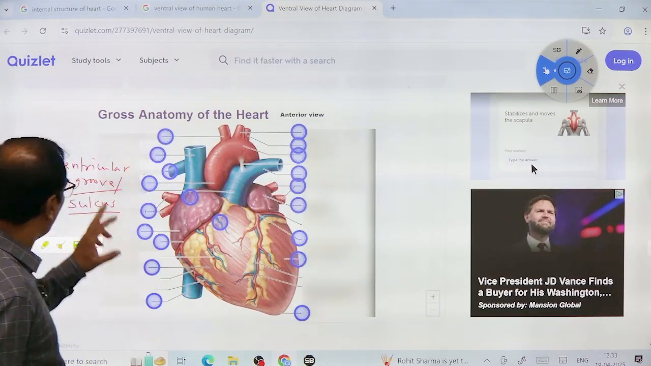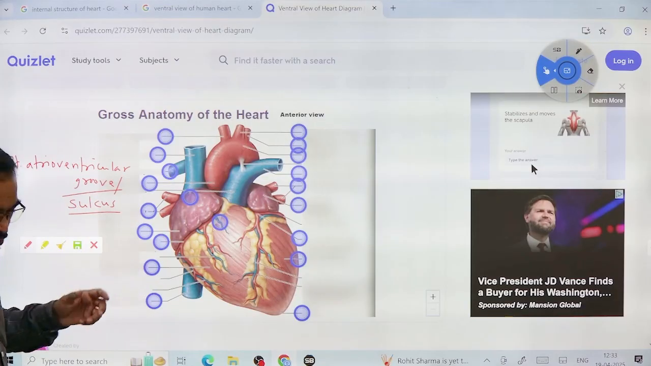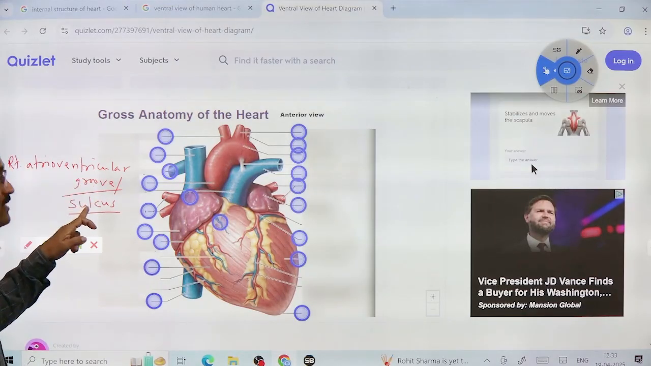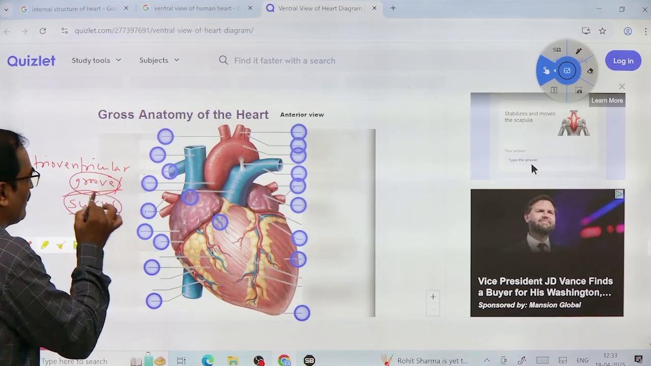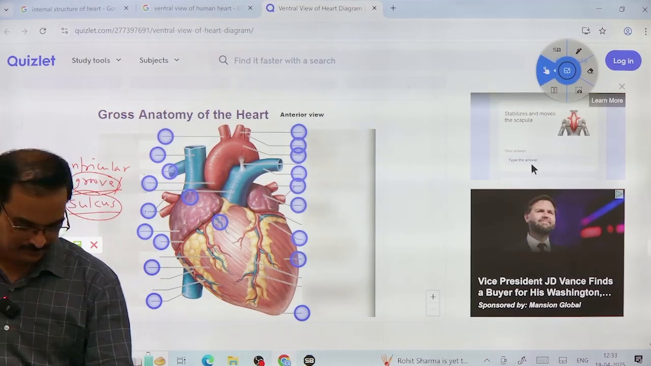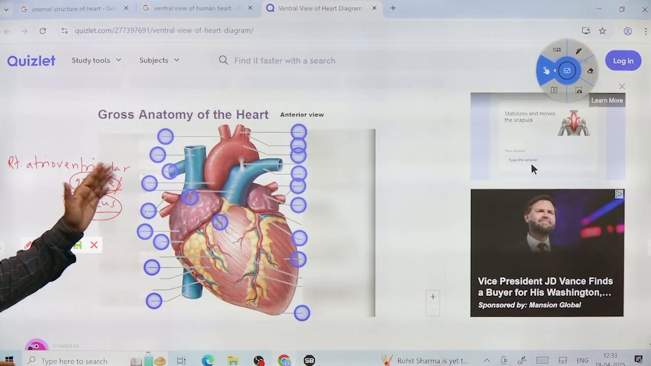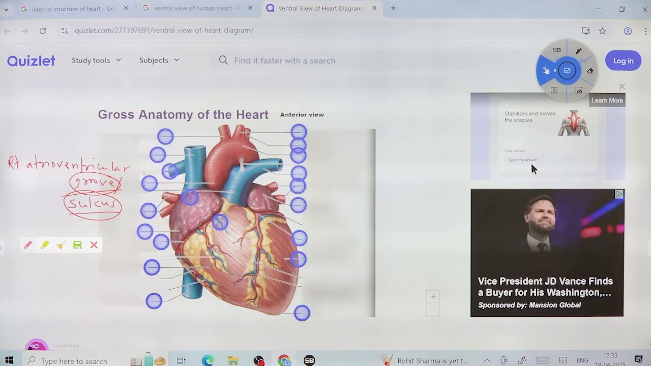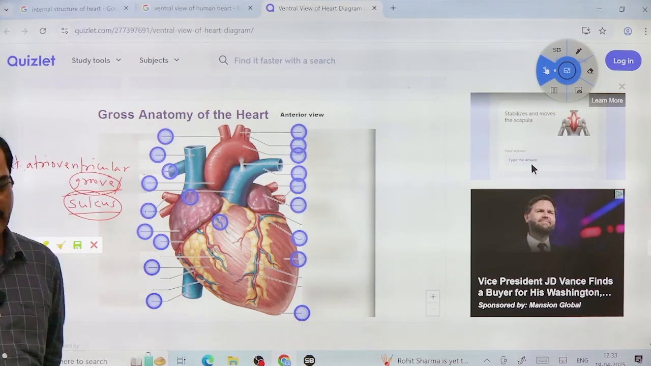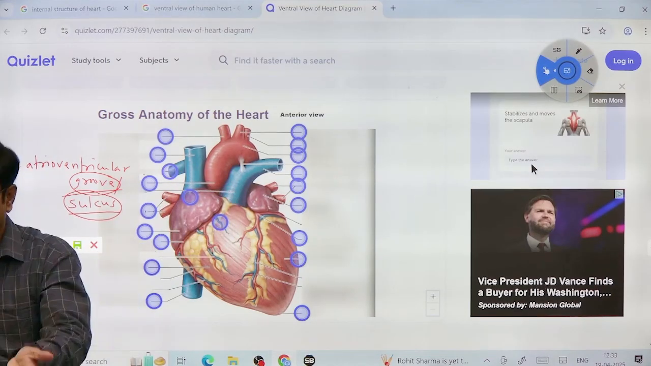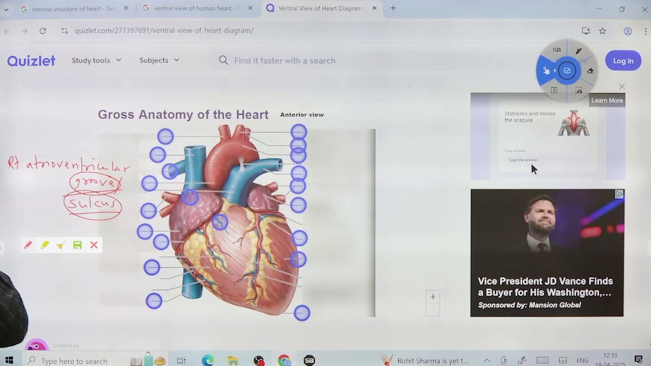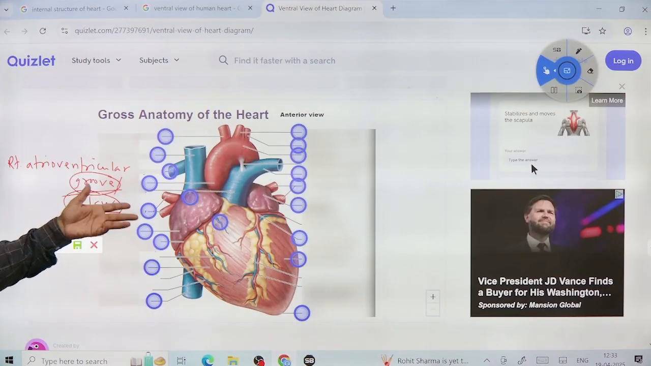Sulcus, yes. Groove is called sulcus. So the total name will be like this: atrioventricular sulcus. Groove and sulcus are synonyms. These are similar. Otherwise, the first word is the same. What will be the left atrioventricular groove? Left, same. Left atrioventricular sulcus. Groove or sulcus.